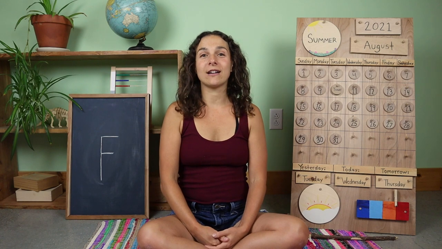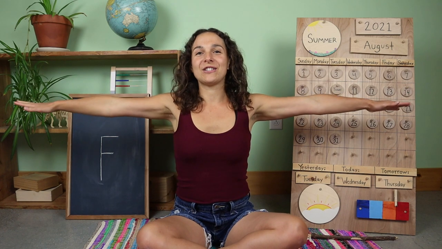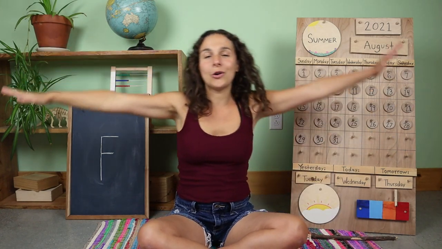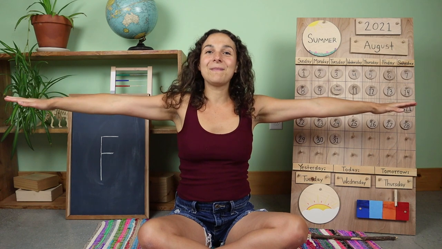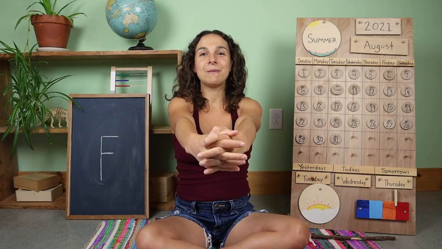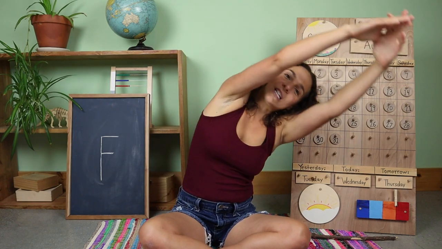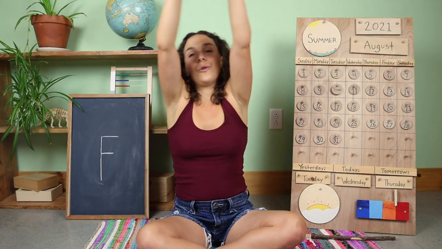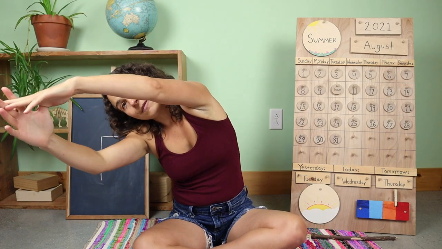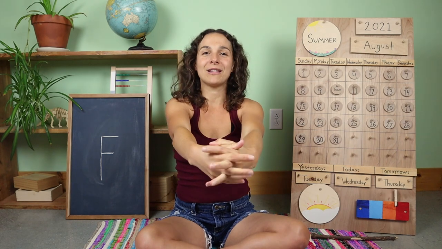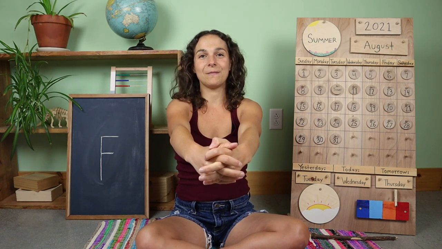Let's sing our good morning song together. We need to stretch our arms out like airplane wings. Fly to one side, over to the other side, fly back to the middle. Now take your airplane wings into a big circle out in front of you. Stretch up over your head. Let's stretch to this side, over to the other side. One last stretch up at the top. And now let's bring the circle back down and sing together.